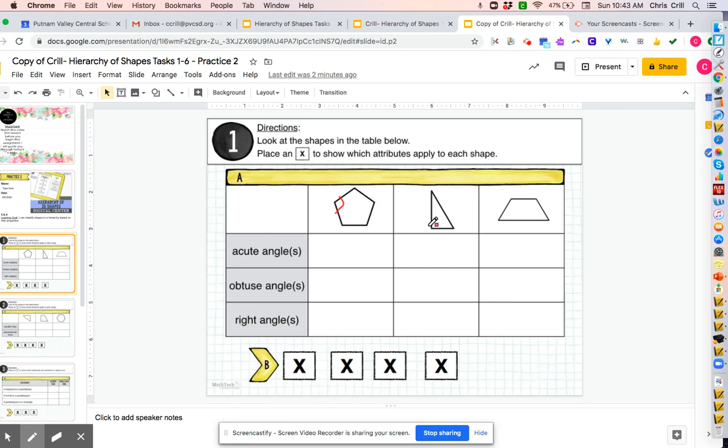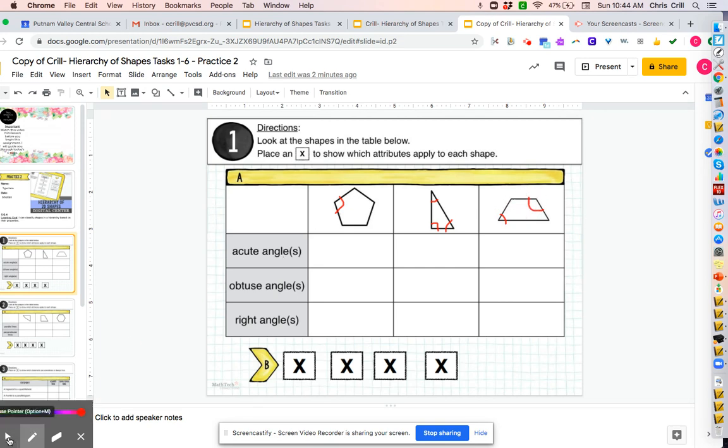Let's move on to this right triangle. This right triangle has a right angle here. I'll just mark that. And then these angles are smaller than 90 degrees, so that makes them acute angles. If we go over here to this trapezoid, this shape that has one pair of parallel sides, we'll investigate its angles. I see an acute angle here. And up on top, we have two obtuse angles.